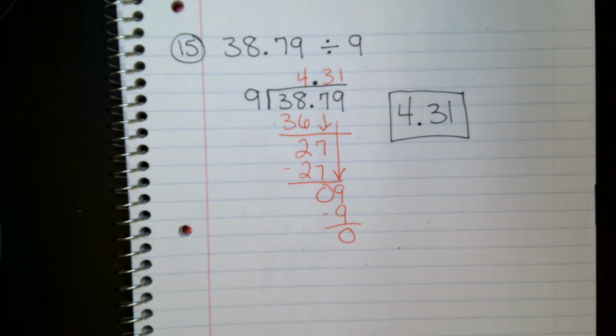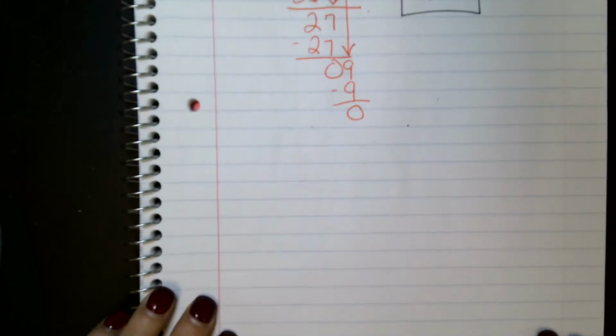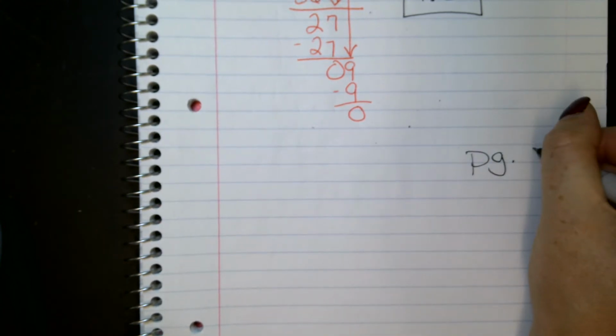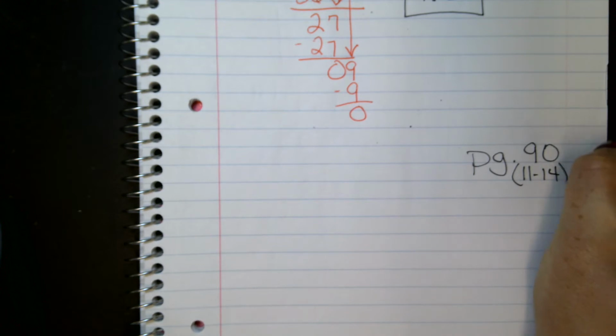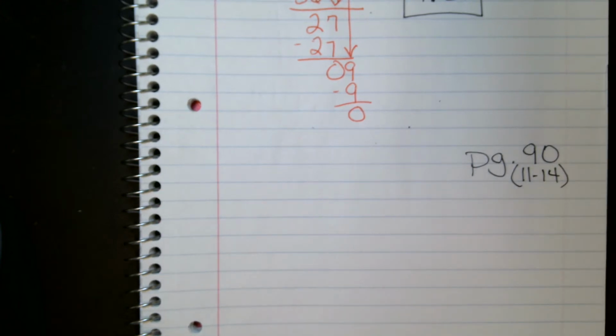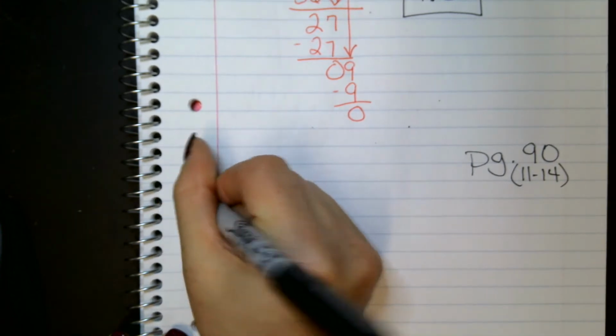Now, we're changing it up a little bit. Go ahead and flip to page 90. All right, guys. So I'm going to go to page 90 for this one. I'm going to write at the very top. And we're going to be looking at questions 11 through 14. Now, for question 11, we're changing gears a little bit.